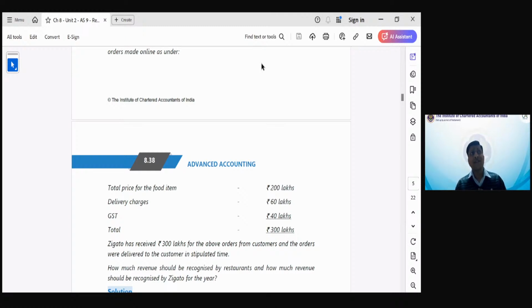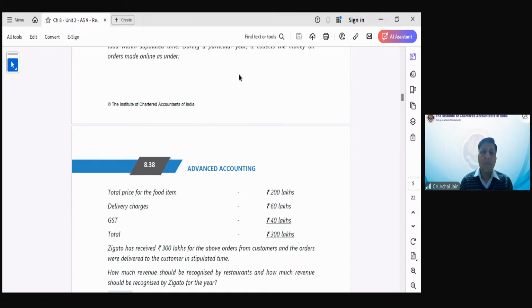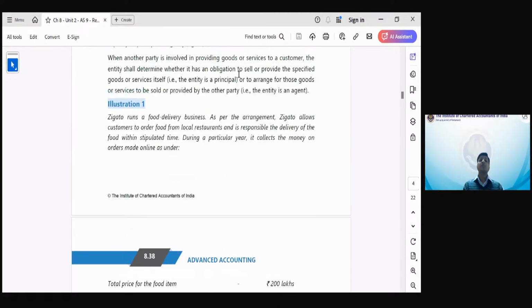Let's suppose you call Zigato as the principal, so what will happen? Zigato will have a purchase of 200 and sale of 260. Why? Because GST doesn't form part of revenue. So in such a case, what will Zigato do? Record a sale of 200 plus 60 for delivery. But if in case Zigato is the agent, then its sale will be only 60 lakhs. Only 60 lakhs. Correct?